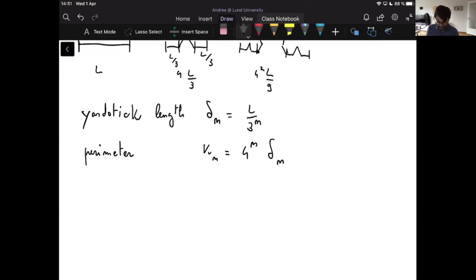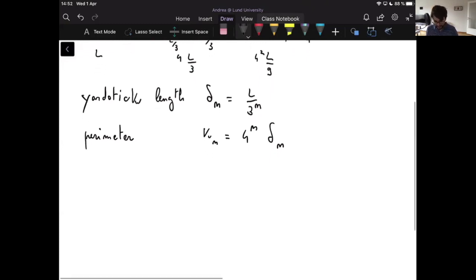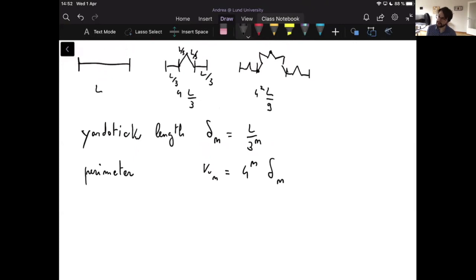Okay. So what you can see, you kind of get the intuition that this is basically something that can be represented by a power. So this is 4 to the power n. This is divided by 3 to the power n. This is also 4 divided by 3 to the power n times L. So the smaller yardstick you take, or the more you iterate this function of yardstick, the more the perimeter will increase.